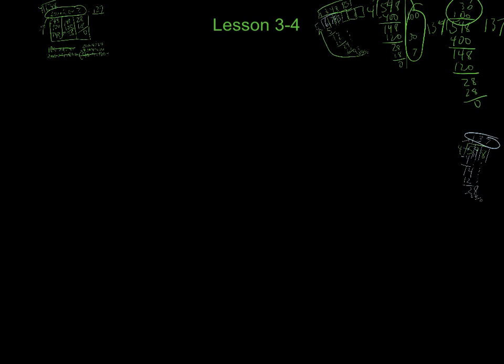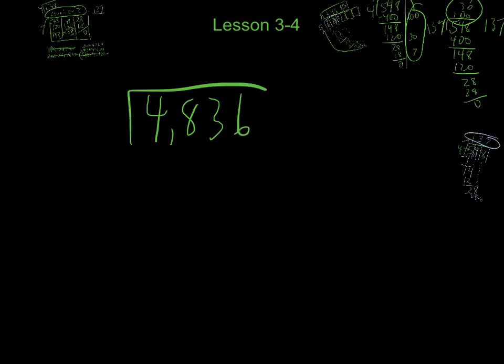So I'm going to try doing one that has zeros in there to make you understand what happens if it goes in 0 times. So let's do 4,836 divided by 4. I'm going to see if I can get another fun color in here.